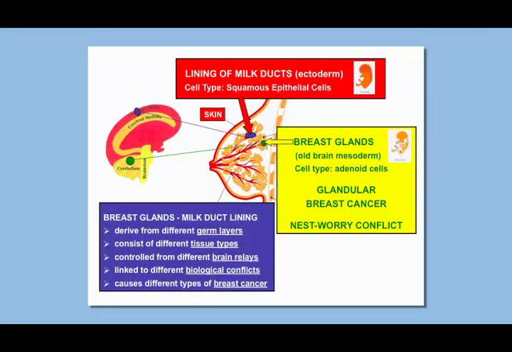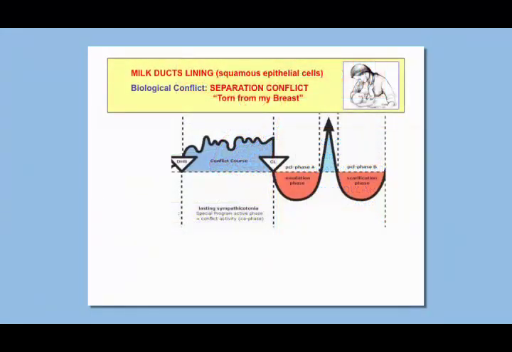Okay, we're doing well. We learned now the biological program of the breast glands. So let's look now at the lining of the milk ducts. We have learned breast gland cancer controlled from the cerebellum, linked to a nest-worry conflict. The lining of the milk ducts is ectodermal tissue controlled from the cortex, a different tissue type, a different biological conflict, and therefore a different type of breast cancer. Okay, so let's look at the conflict. The conflict that is linked to the lining of the milk ducts is, as Dr. Hamer calls it, a separation conflict.